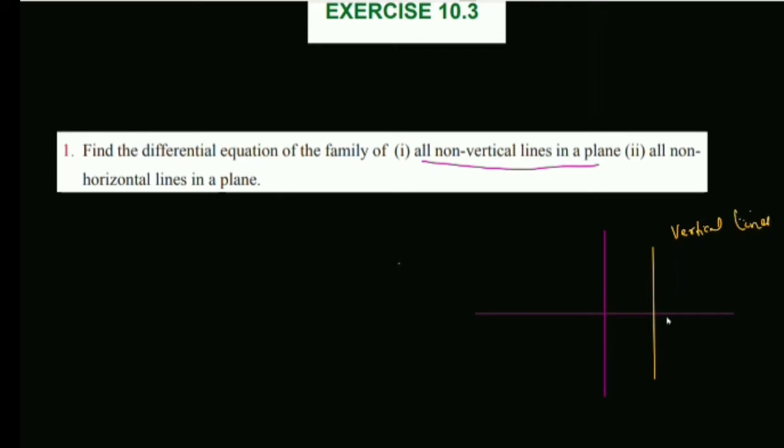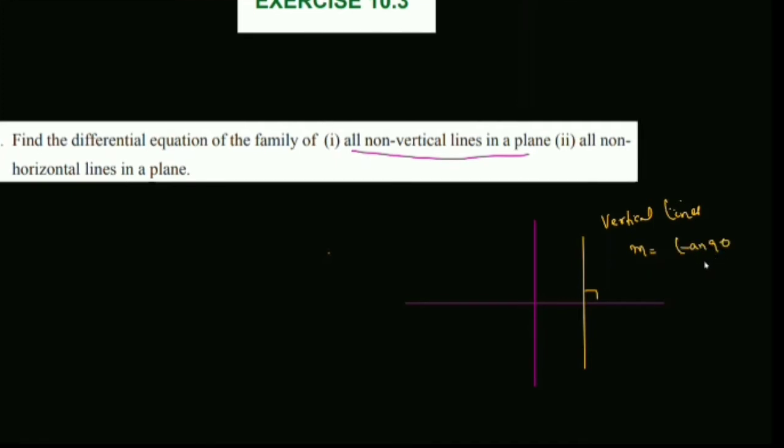If the lines are vertical, the slope m is tan 90, which is infinity. 90 is the angle made by the line with the x-axis. If the lines are vertical lines, the angle will always be 90. So m is infinity. So non-vertical lines means m will not be equal to infinity. The slope is not equal to infinity. So that is the first thing, the non-vertical lines.